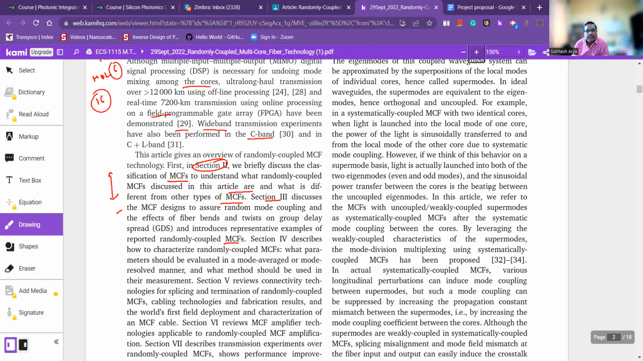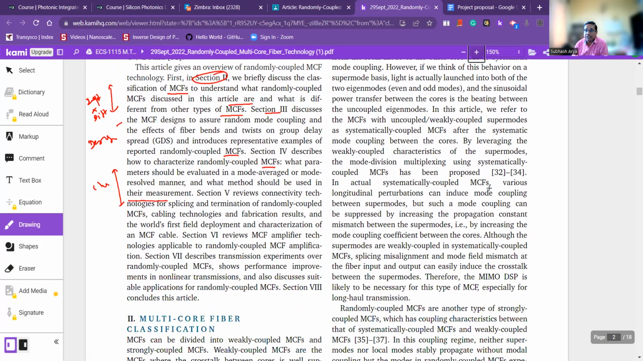Now, section 4 describes how to characterize randomly coupled multi-core fiber: what parameters should be evaluated in a mode averaged or mode resolved manner, and what methods should be used in their measurements. So, how to characterize? So here, this is the design aspect. There is a characterization aspect. There is a definition and differences. So sections 1 and 2 are about definition, classification, differences. Section 3 is about designing, achieving those design aspects. And section 4 describes the characterization methods and what parameters we can characterize.